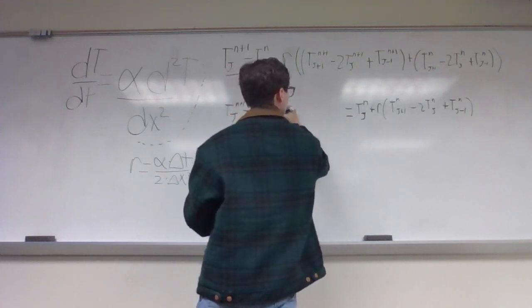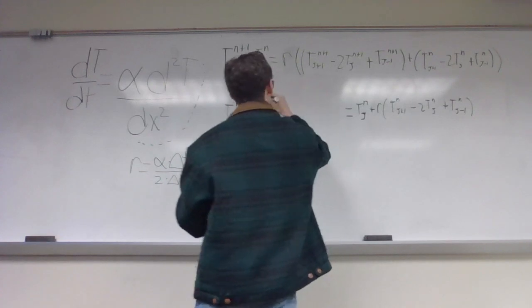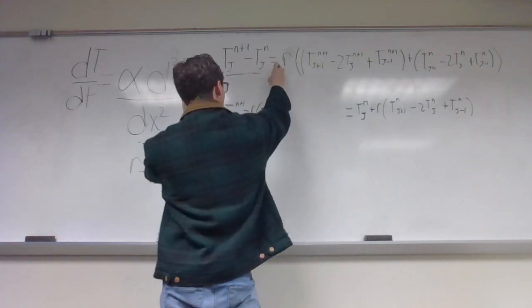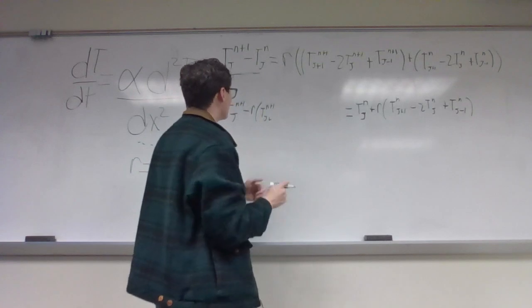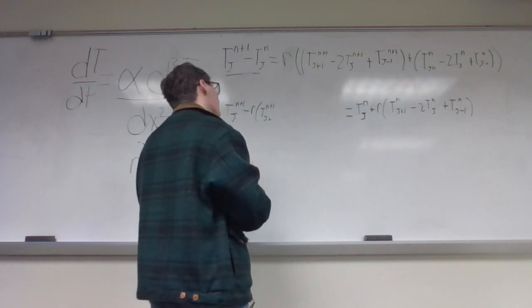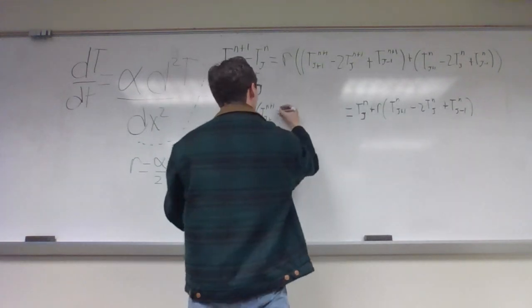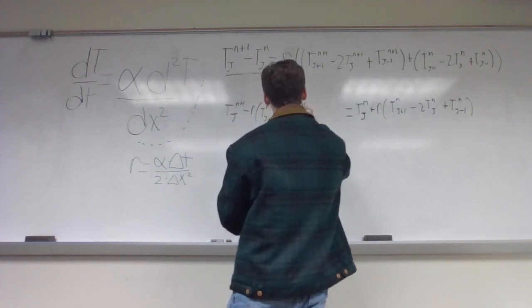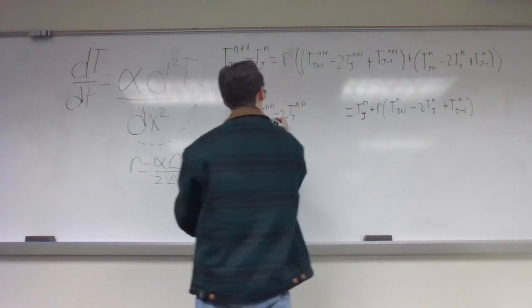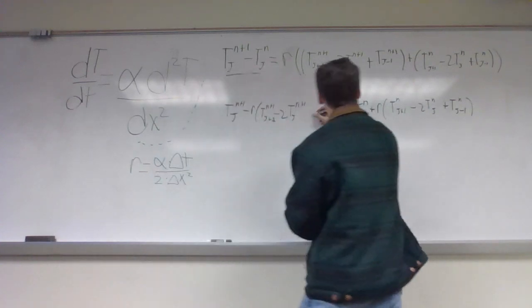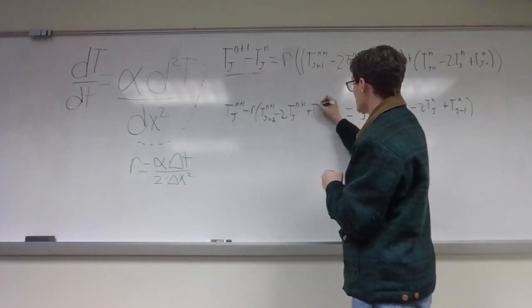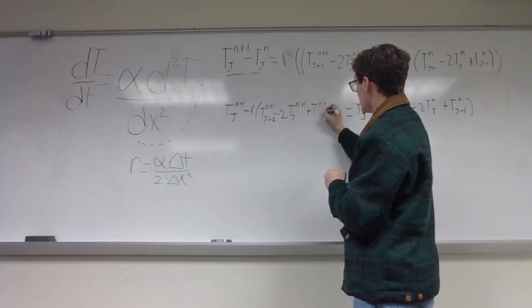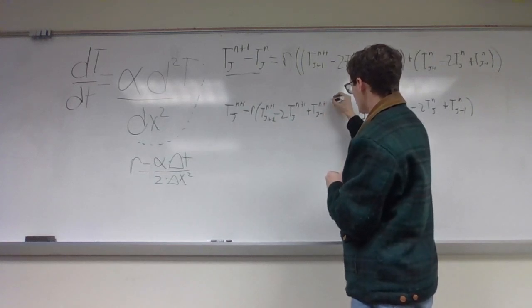Let's see, we're going to pull this right over here. And basically, I'm putting this negative sign in front of the r for this entire term. Minus 2T_j^{n+1}. Forgot this j plus 1. Plus our T_{j-1}^{n+1}.